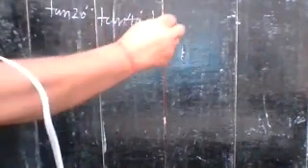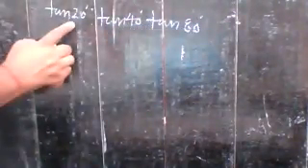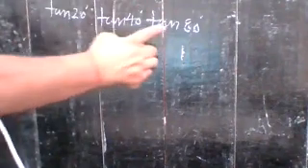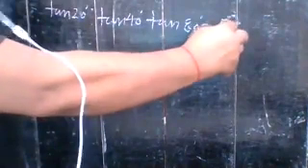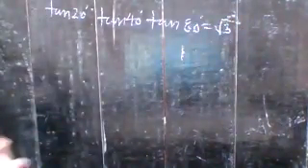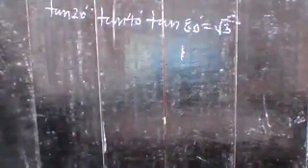Prove that tan 20 degree, tan 40 degree, tan 80 degree is equal to root 3. You have to prove that its value is root 3.